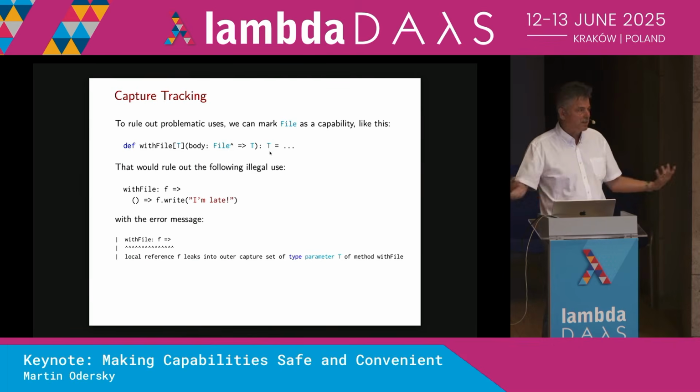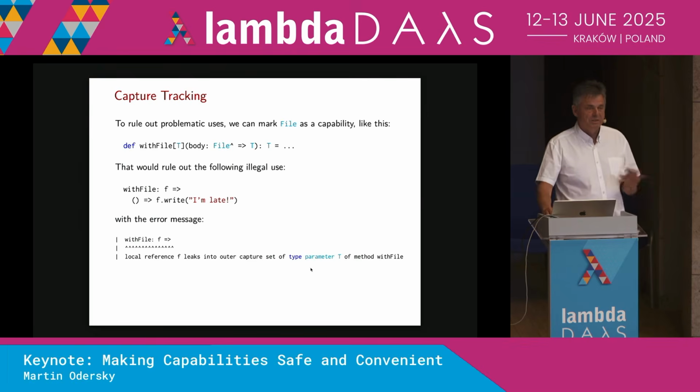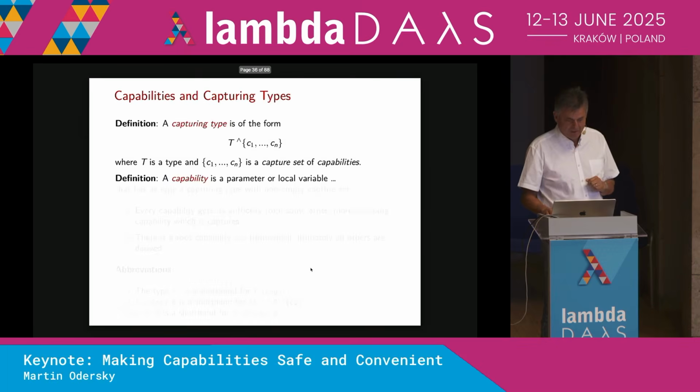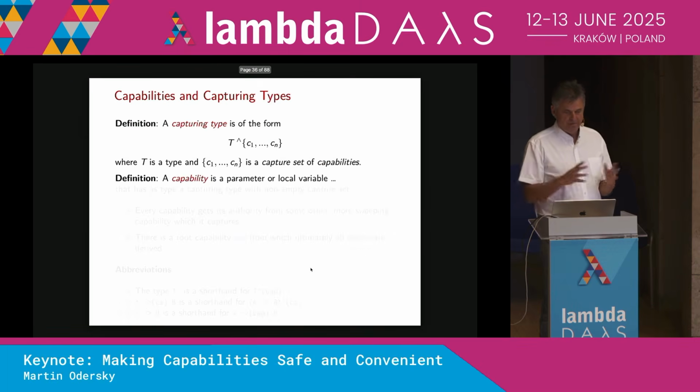So we need to track them in the types to make sure that that's the case. And if we do that, and we try this bad program, then we get an error which says: local reference leaks into outer capture set of type parameter of method withFile. So the system rejects it. The error message could probably be improved. We're still at fairly rough edges here, but at least you get an error. So that's something already. Okay, so I'm going to quickly talk about the basics of that.